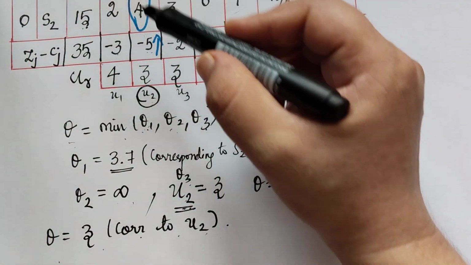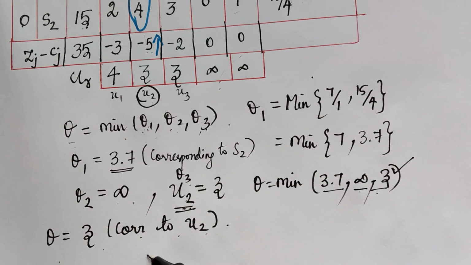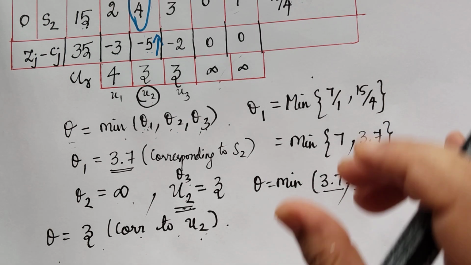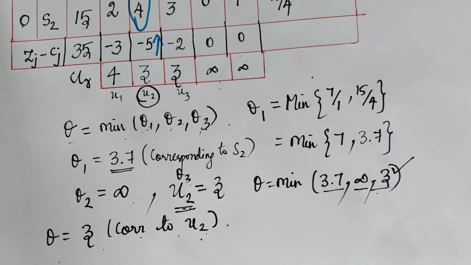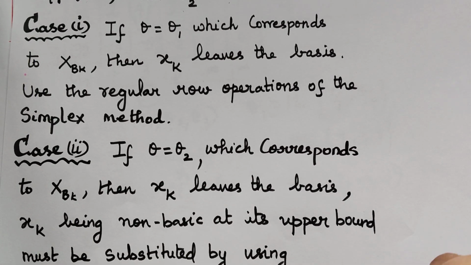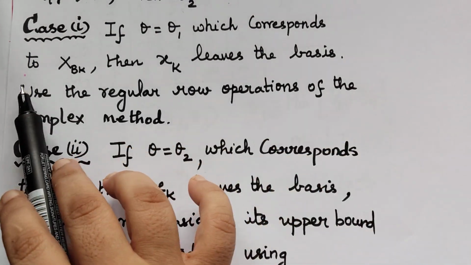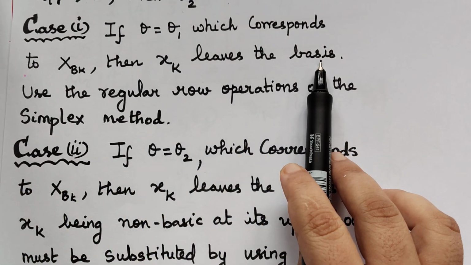Here the entering variable is x2, and so it is u2. Now out of these three values, we have to choose the minimum. And if the minimum corresponds to the upper bound, then the basic variables have to be updated. After that only we can perform the iteration. All this I have said in these steps. That is, the first case will be if theta is equal to theta 1, which corresponds to x_Bk, then x_k leaves the basis.